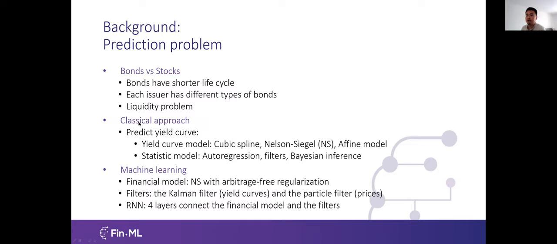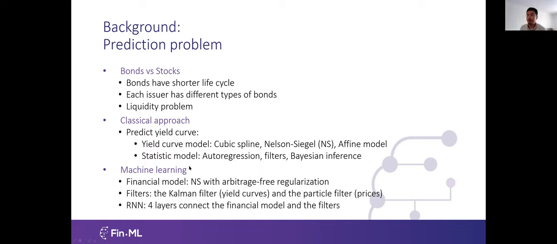So the first one I'm going to introduce about the approach is a classic approach. So in some more traditional papers, people predict bond price, which is equivalent to predicting the yield curves. And some statistical models related to the yield curve problem are the autoregression model and the filter using Bayesian inference.